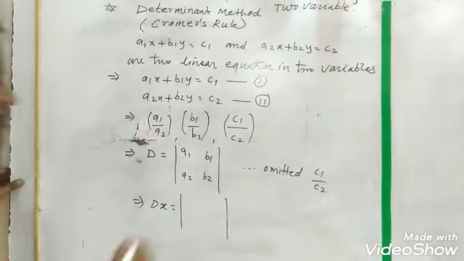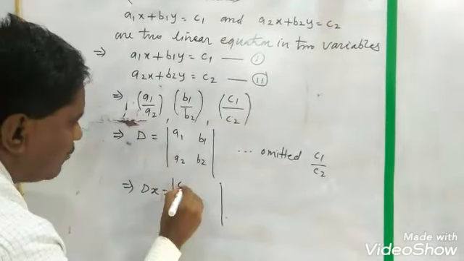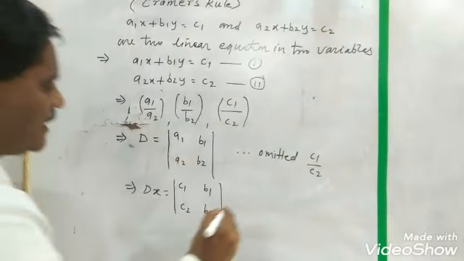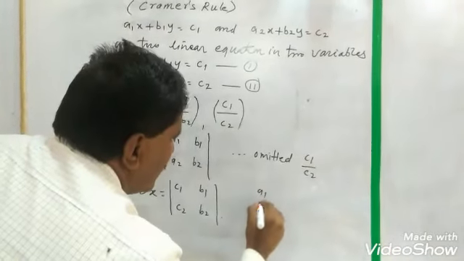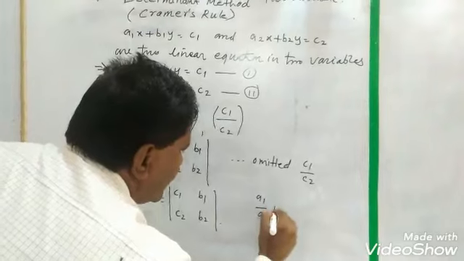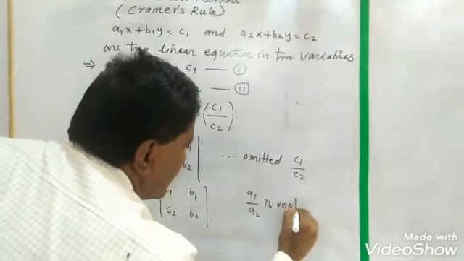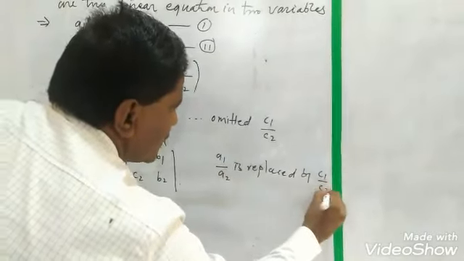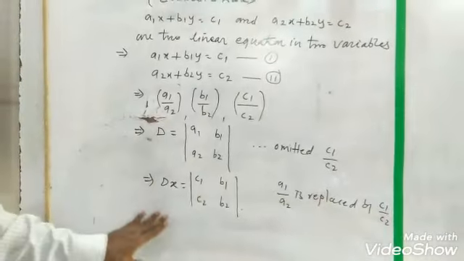Number 2, that is Dx. Find the value of Dx is equal to, that is here c1 c2, that is b1 b2. Here a1 a2 is replaced by c1 c2. Clear? Then we get the value of Dx.